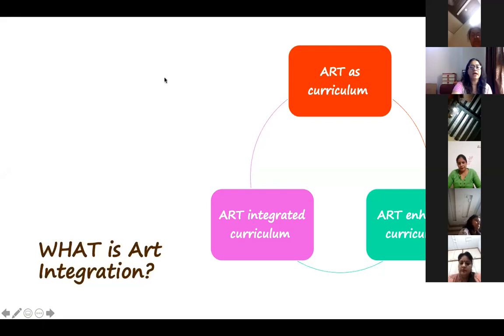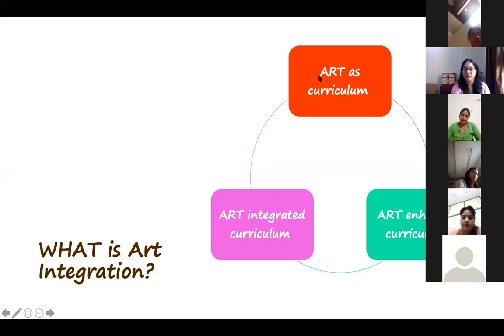Now, what is art integration? That is something I want to talk about. There are three options available. Remember when we started this session, I asked you a question: are you talking about art as a curriculum, or have you integrated art, or is art a subject? When art is a curriculum, it's just art as a subject in your school, where children get grades by the end of every session, and you have to make some drawing, some craft, and that's the art we are talking about. That is art as curriculum.